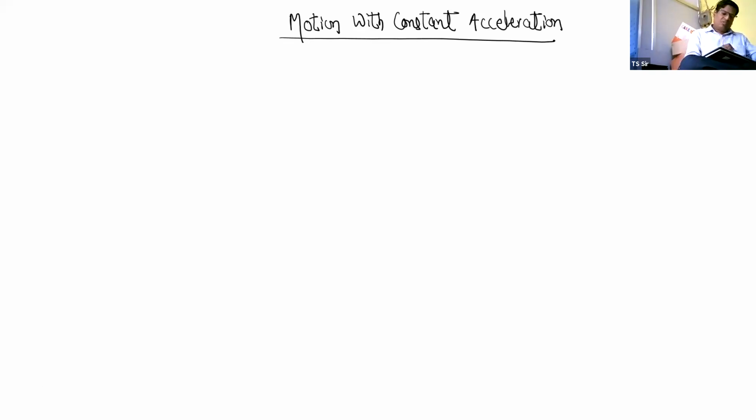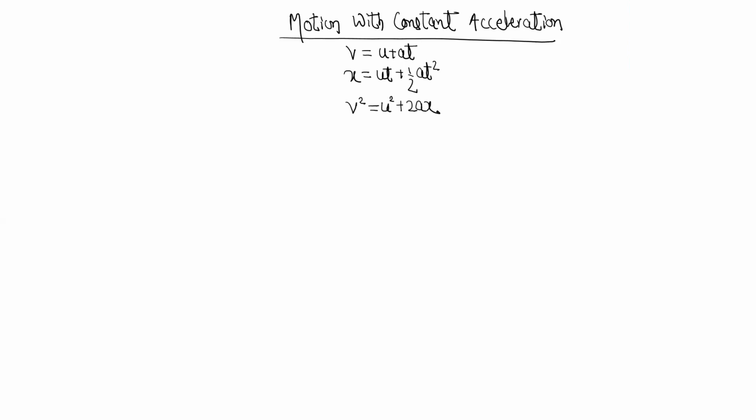To study this, we have these three equations: v equal to u plus at, x equal to ut plus half at square, and v square equal to u square plus 2ax. Be careful about the terms and how to use them. What is v? v is the final velocity, and u is the initial velocity.